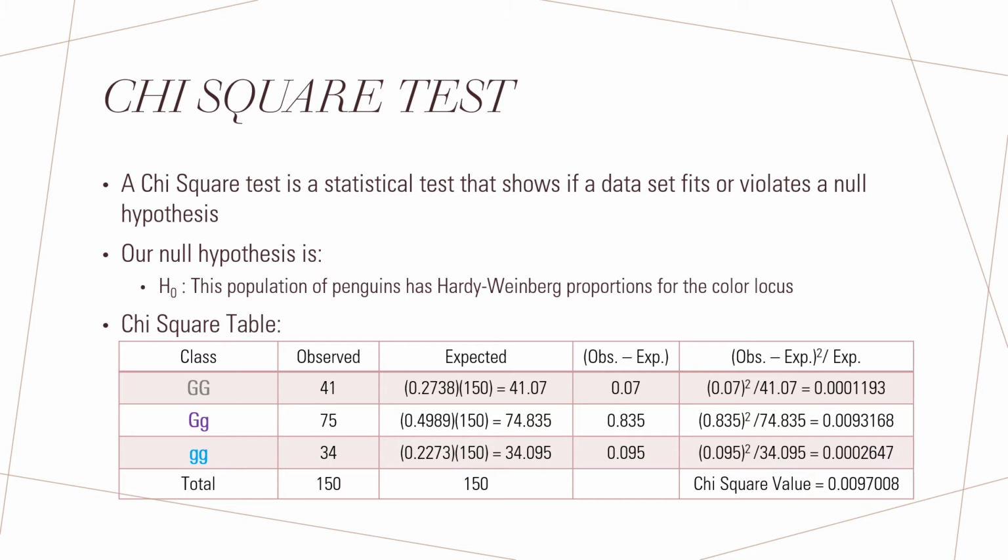Now we can use the genotypic frequencies in a chi-square test. A chi-square test is a statistical test that shows if a data set fits or violates a null hypothesis. Our null hypothesis is that this population has Hardy-Weinberg proportions for the color locus. We compare the observed amount of each genotype to the expected amount, which is calculated with the genotype frequency. We then get our chi-square value, shown in the bottom right of the table.